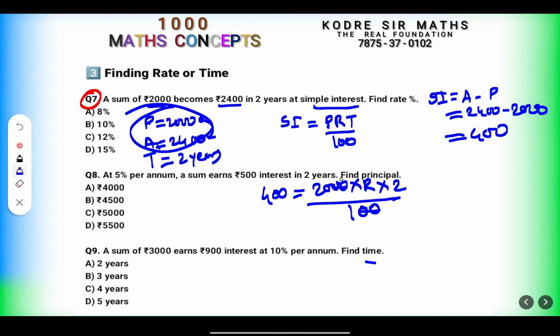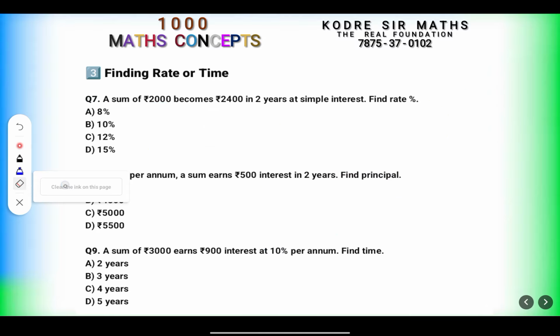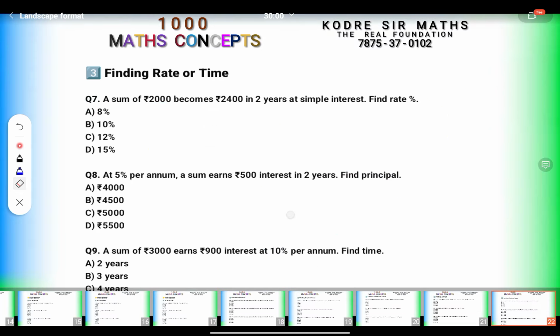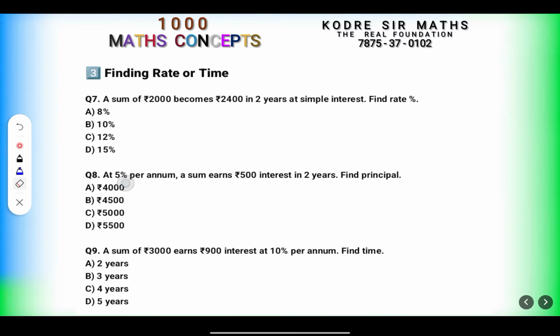20 cancel, 20 into 2 becomes 40. So 400 upon 40 is nothing but your rate, which is 10%. How much is the rate? 10%. I hope this is clear, right? Let us see in the next questions what they have given. 5% is the rate. Sum is rupees.